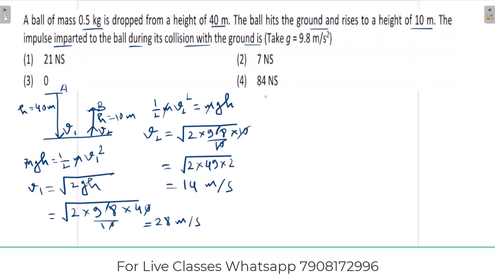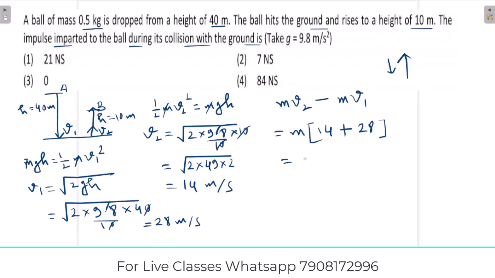So we have to find the impulse. Impulse is change in momentum. So change in momentum, the final momentum is mv2 minus initial momentum mv1. So m is taken common. So v2 is 14 meter per second minus v1. v1 is 28. But if we take the y-axis as positive, v2 as positive, then v1 is in this direction, so v1 is negative. So minus of minus is plus, that is plus 28 meter per second.